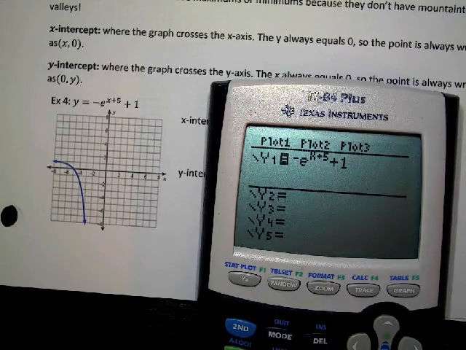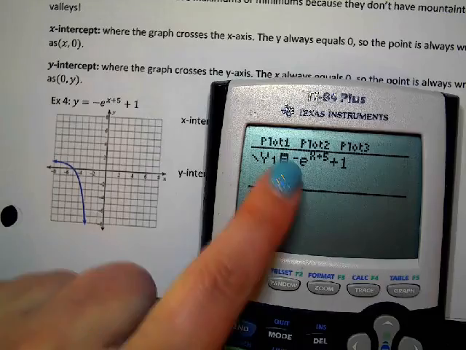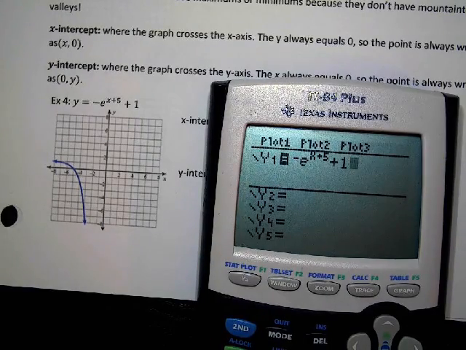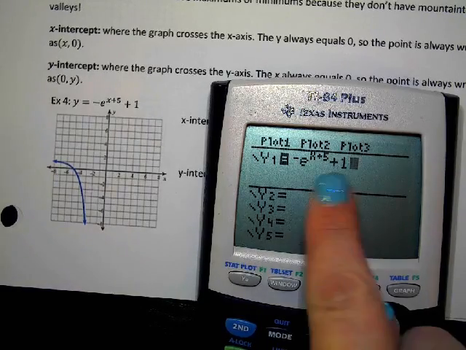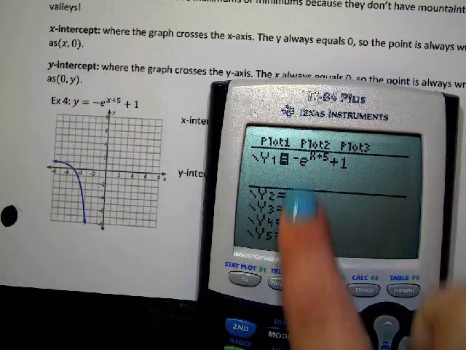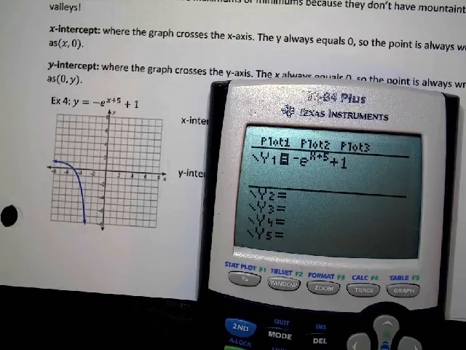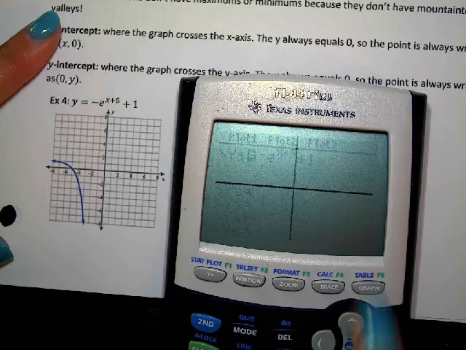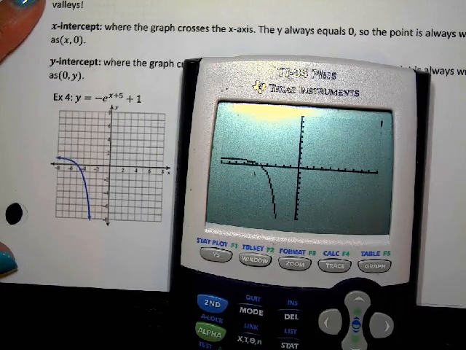What does what mean? This is the base of the exponent is 2.7. That you move left 5 and up 1 and reflect over x. Okay, so we're going to go ahead and hit graph. We want to make sure that our graph matches this graph, which it does.